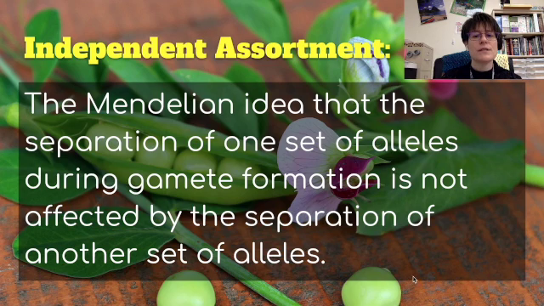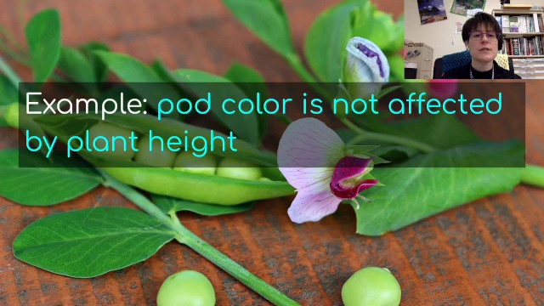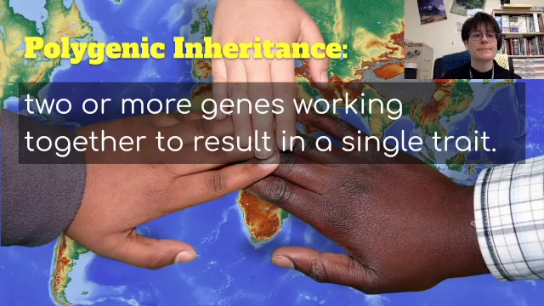There's also the idea of independent assortment. This is the Mendelian idea that the separation of one set of alleles during gamete formation is not affected by the separation of another set of alleles. So, for example, pod color is not affected by plant height. They're not connected at all. They are completely separate and random. A lot of this has to do with the fact that the different traits are on different chromosomes. Now, if they're on the same chromosome, we have found that that is not necessarily the case.